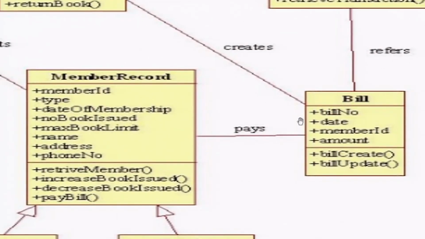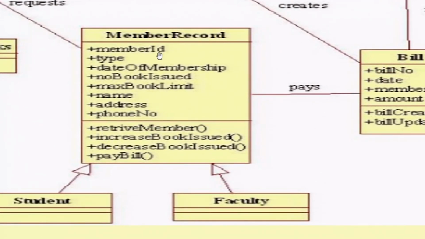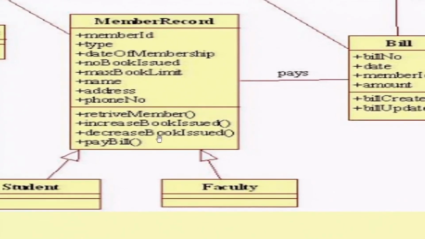So if the bill has been paid, then the class called Member Record has the attributes member ID, type, date of membership, number of books issued, maximum book list, name, address and phone number. The function names are retrieve members, increase book issue, decrease book issue and pay bills.